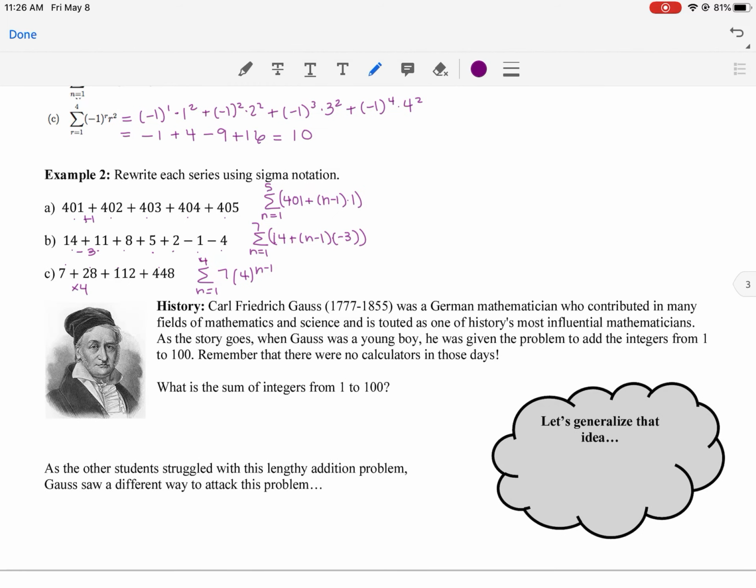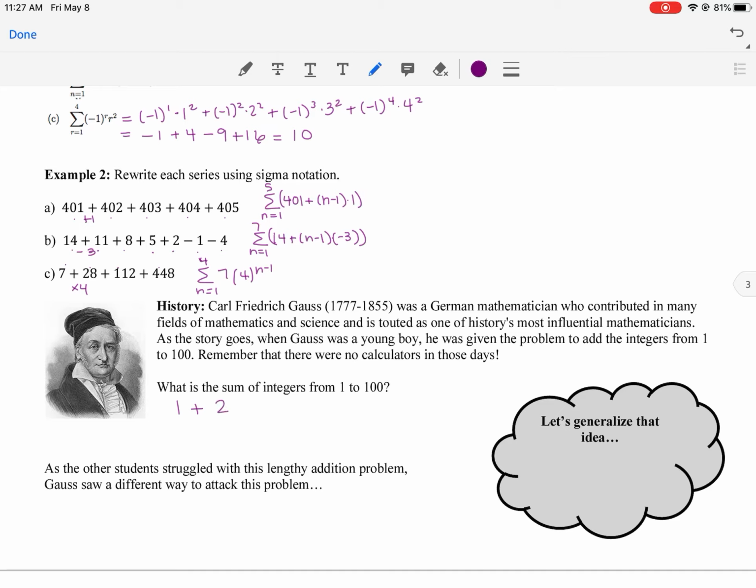Okay. Just to give you some background, Carl Friedrich Gauss was a German mathematician who contributed in many ways to the fields of mathematics and science, and is touted as one of history's most influential mathematicians. As the story goes, when Gauss was a young boy, he was given the problem to add the integers from 1 to 100. Remember, there were no calculators in those days. So the problem that I would have had you solve or think about in class is how do we get that answer without using a calculator?